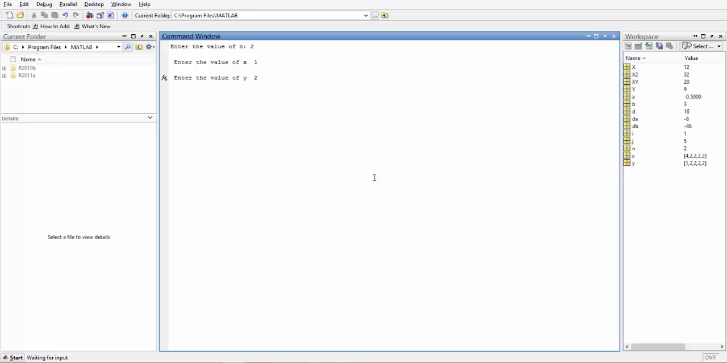Now it is going to ask for another value of xy because I have entered the value of n as 2. So the next value of x, let it be 2, and let the value of y be 3. So now we'll get the equation in the form of ax plus b is equal to 0. So this is how we do the straight line method.